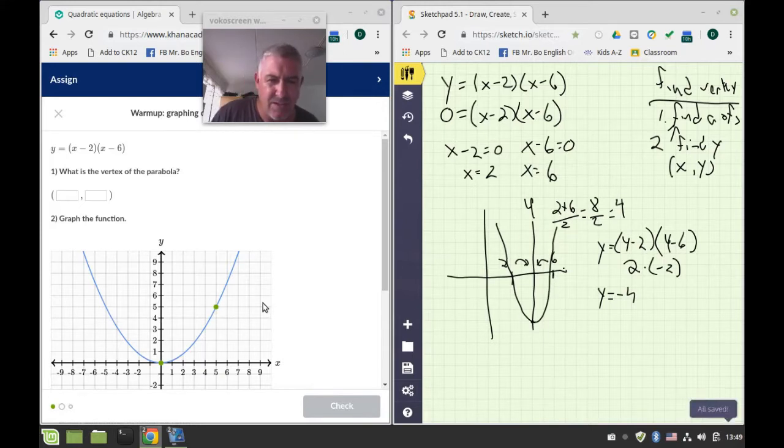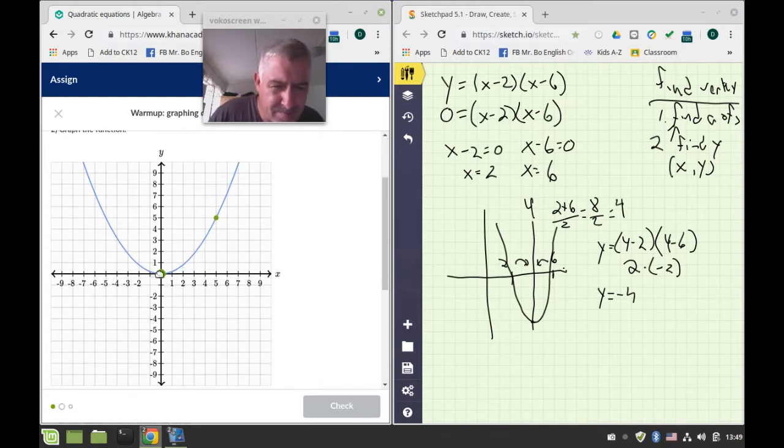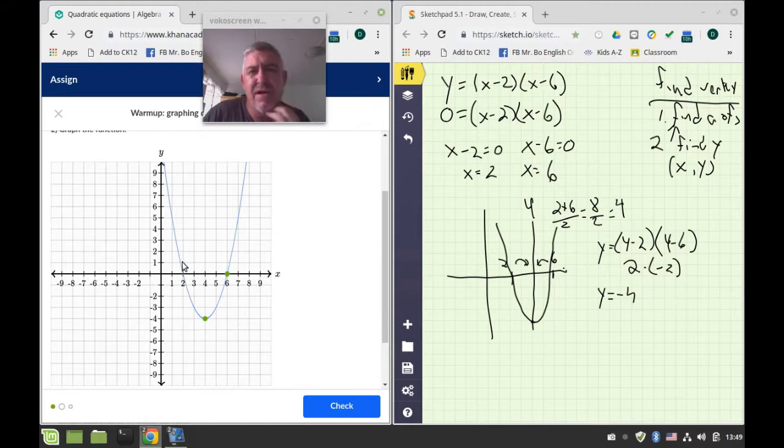Okay? And so what's the vertex? The vertex is 4, comma, -4. And I know one of my x-intercepts is 6, and the other one is 2, and that's a good way for me to check if I'm using this program. It will make it symmetrical automatically, and so bam, this came out right. That's a good sign for us.